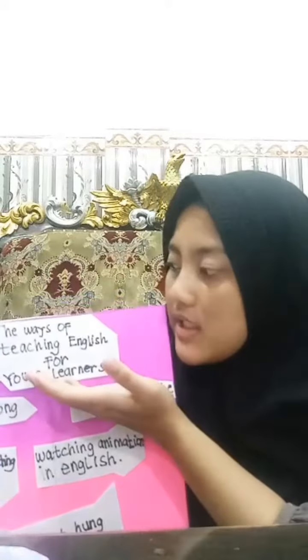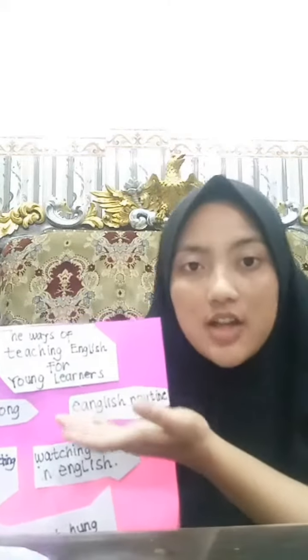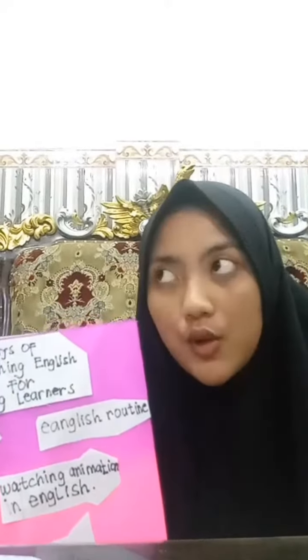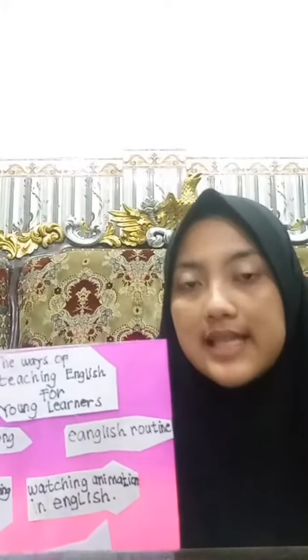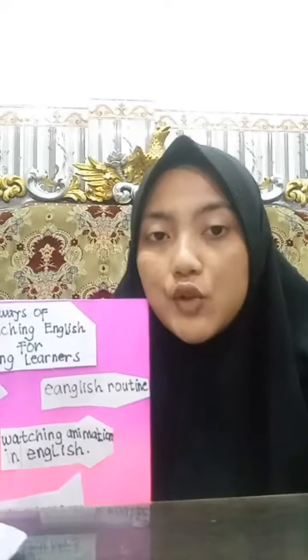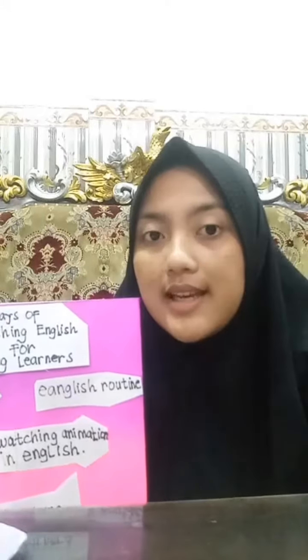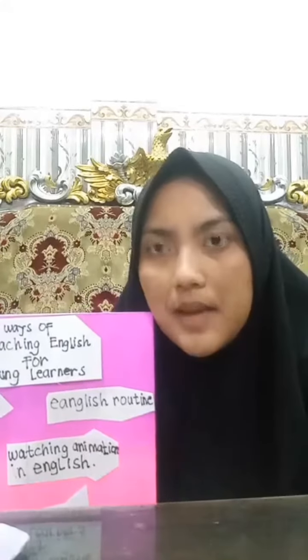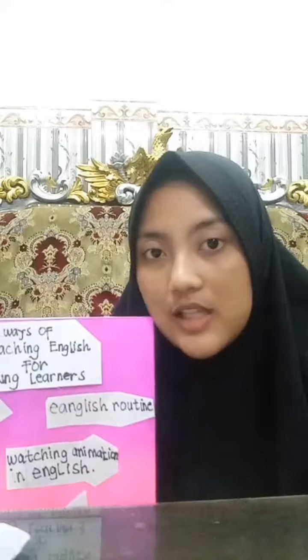Okay, the last mind map, the ways of teaching English for young learners. How to teach English to young learners? Number one is English routine, so that students are familiar with English words. Teachers have to get used to using English regularly. This can be started by setting up a special session to learn English with students.